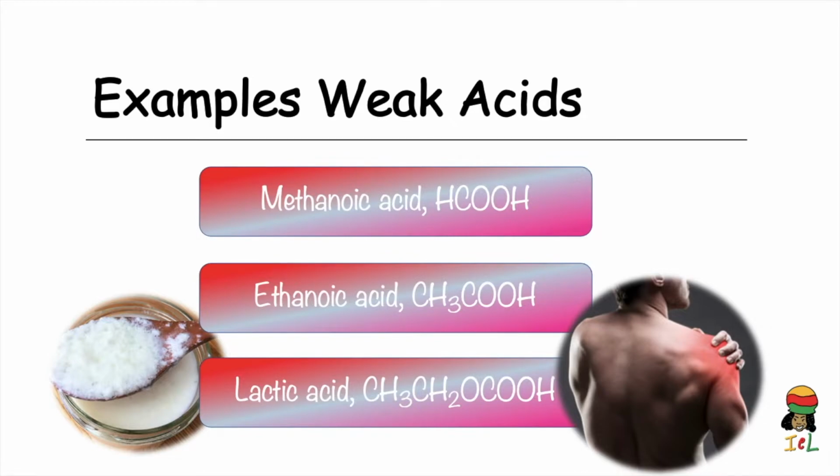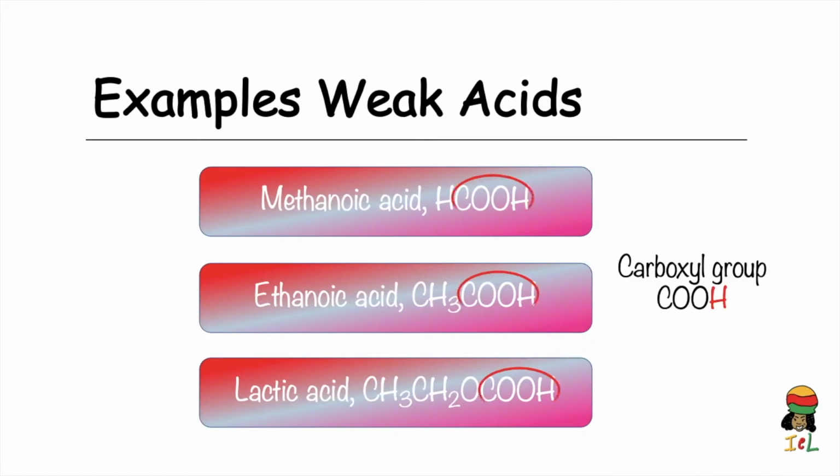It is important to highlight that although organic acids have many hydrogen atoms in their formula, only the hydrogen at the end of the COOH group is acidic or replaceable. The COOH group is called the carboxyl group. And we'll learn a little more about organic acids when we get to organic chemistry.